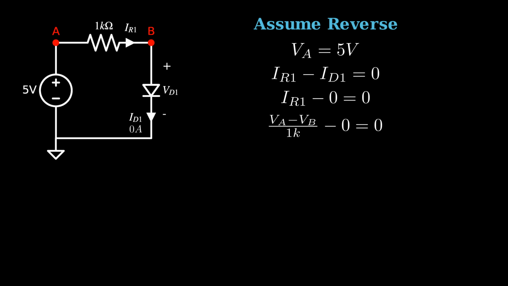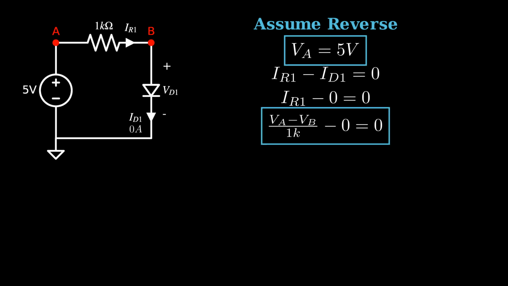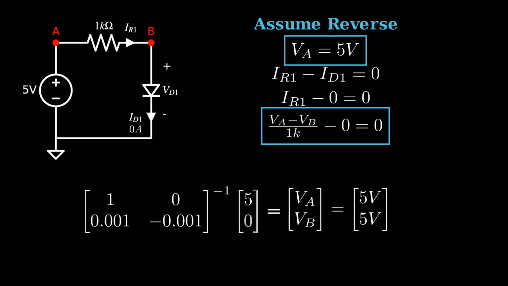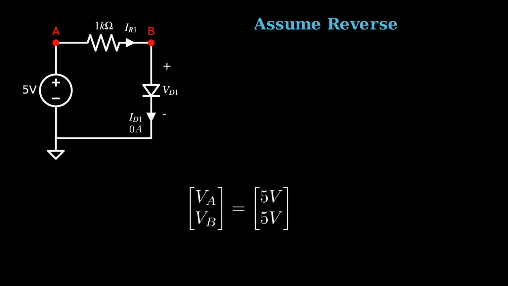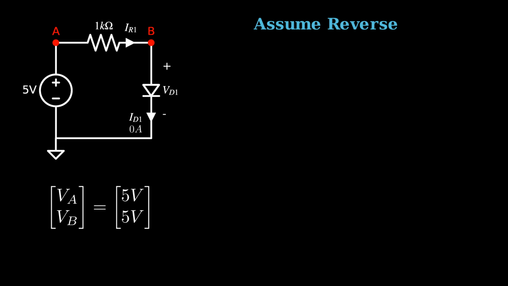Previously, we used the nonlinear diode equation for the second term, but now we're assuming the value is 0. Now we have a linear system we can solve for the node voltages. Solving the system gives us a solution for the node voltages. We already know the assumption was incorrect, but let's take a look at how we confirm that. We assumed the current through the diode, so we check the voltage across the diode.